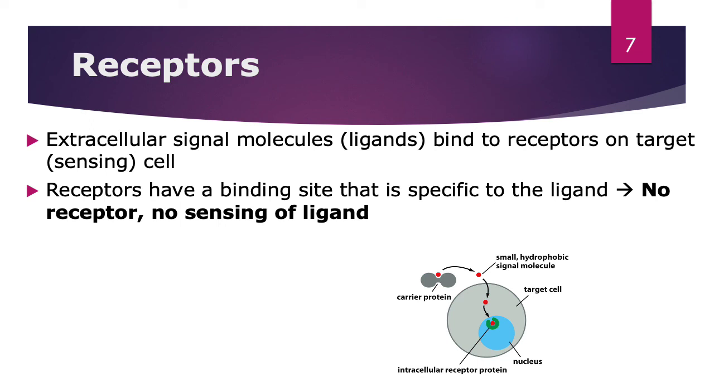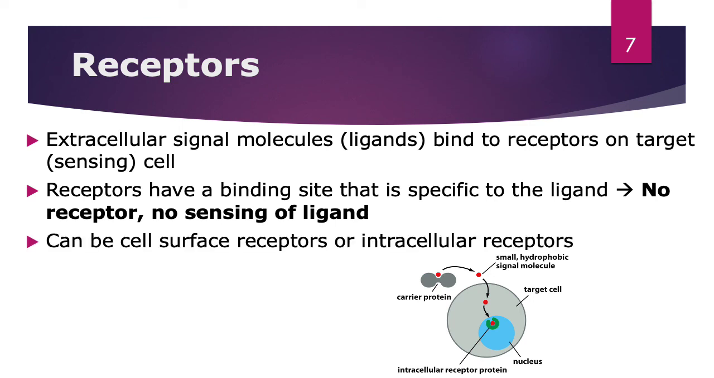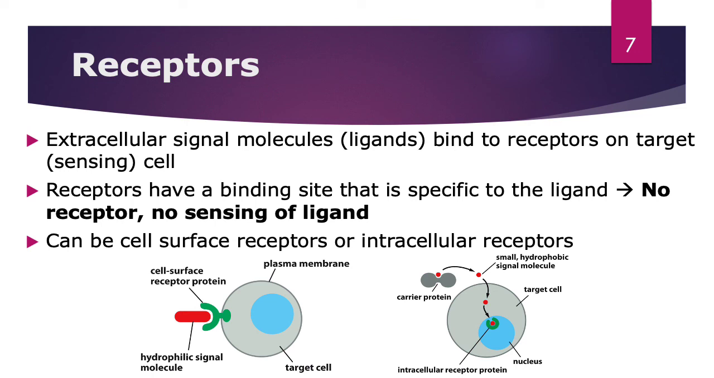If a cell does not have a receptor for a specific ligand, it will be unable to respond or sense that ligand, and hence it's as if the ligand is not there at all. Receptors can be present on the cell's surface or they can be intracellular receptors. Here let's look at a cell that has an extracellular receptor, and the extracellular receptor is shown in the box.